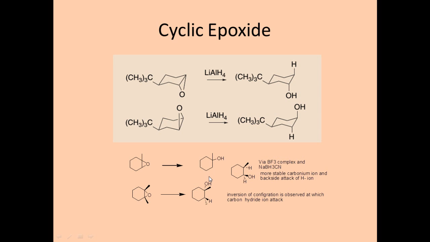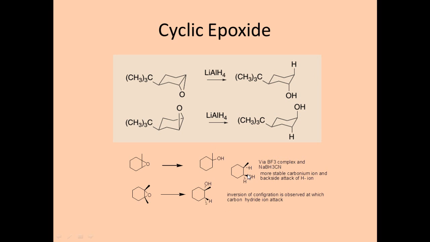So this scenario is covered and simplified by this example. You can say hydride donor and OH donor is anti, so the anti product is formed. Inversion of the configuration is observed when the carbon hydride attack occurs. So LAH produces the anti configuration also. You can say inversion of the configuration is observed in the LAH reaction.